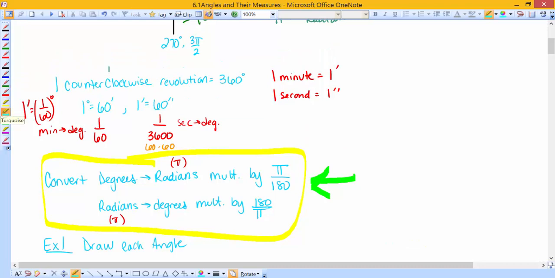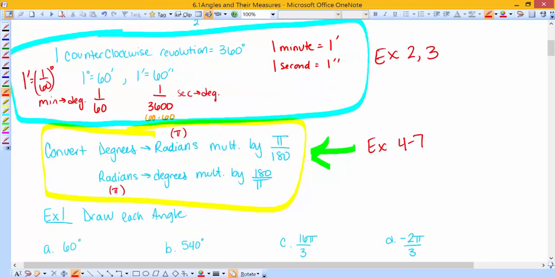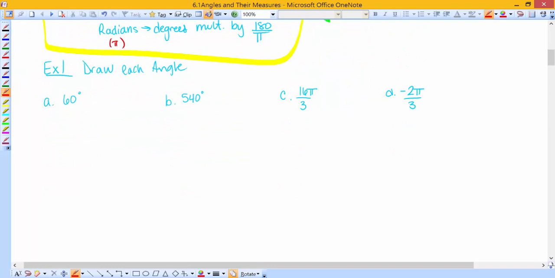This set of examples here outlined in our notes, outlined in blue, are going to be for examples 2 and 3. And the notes outlined in yellow will be for examples 4 through 7. So you will need to be referencing back to these. I will as well. But right now we're just going to start with drawing angles.